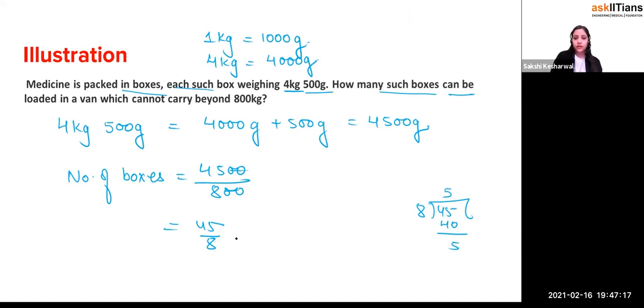So this is equals to 5 plus 5 by 8, right? So this means you cannot load 6, you cannot load more than 5. The maximum limit is 5 plus 5 by 8, but if you're going to load 6, it's going to be more. So the maximum number of boxes that you can load will be 5, right?